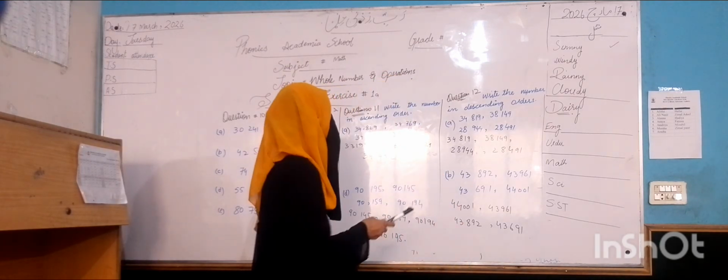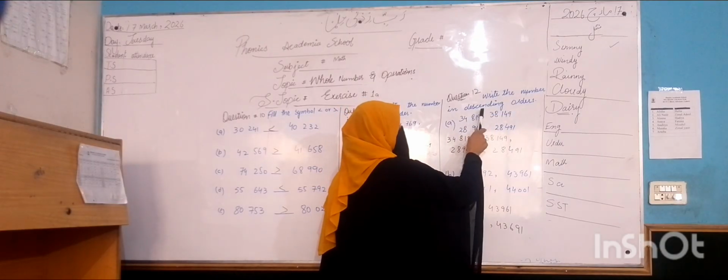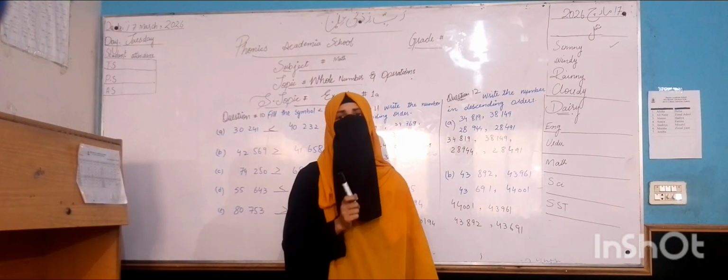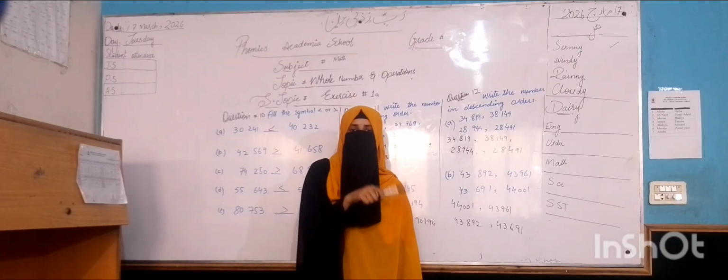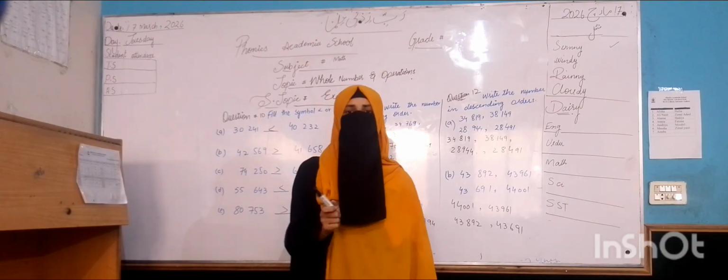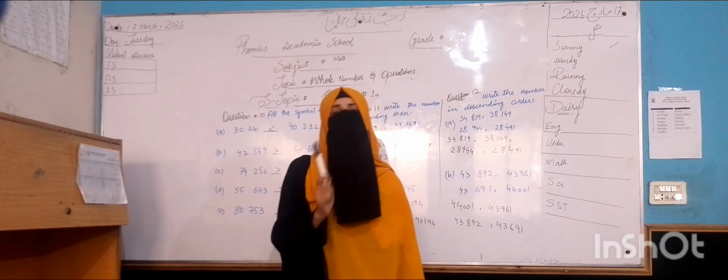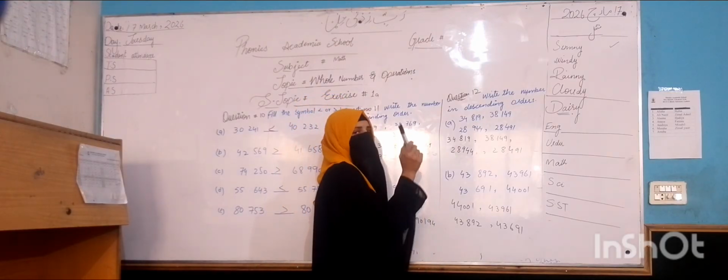So question number 12, write the numbers in descending order. What is meant by ascending order? Ascending order means smallest to greatest. But descending order means greatest to smallest.